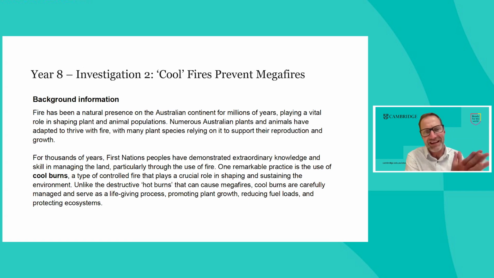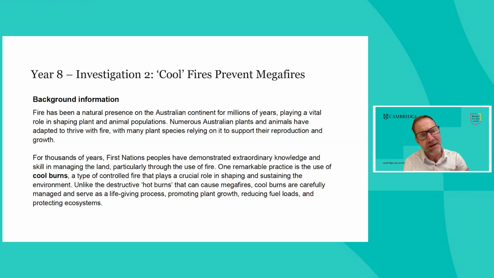It's a year 8 investigation called Cool Fires Prevent Mega Fires. In a nutshell, it's the idea, the skill of burning off in the appropriate conditions and the right seasons to help the ecosystem, to help the growth, as we understand, of bushfires through the regeneration, but also then to prevent the mega fires because we're containing and managing the undergrowth and so on.